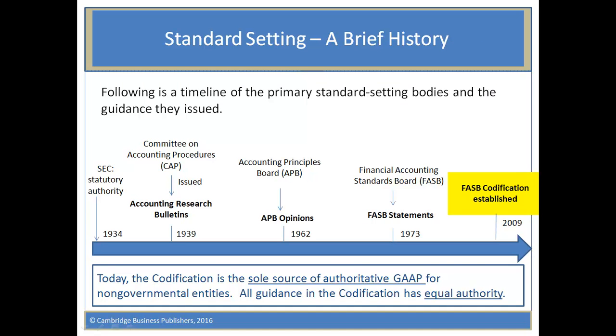Now we have a timeline of the primary standard setting bodies and the guidance issued. This timeline starts with the establishment of the SEC in 1934, and it continues on to present day. Again, the FASB codification was established in 2009, and the codification is the sole source of authoritative GAAP for non-governmental entities. All guidance in the codification has equal authority.